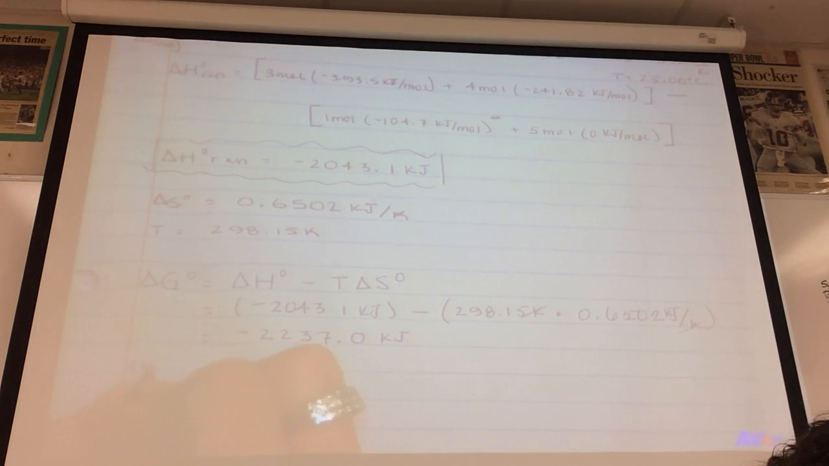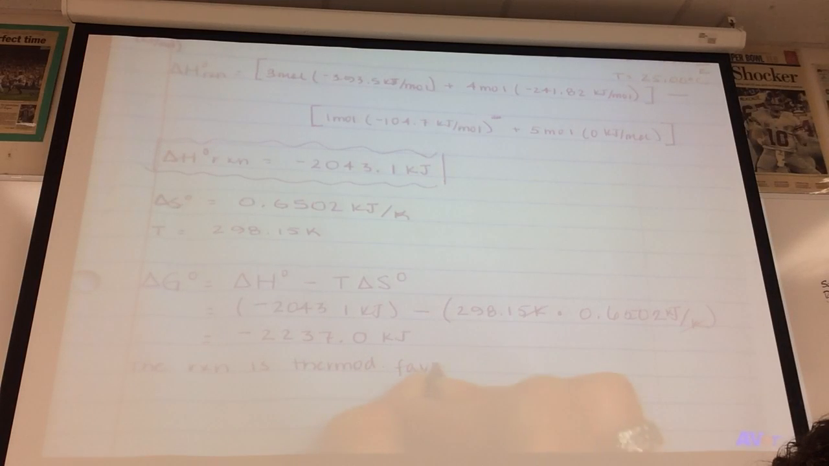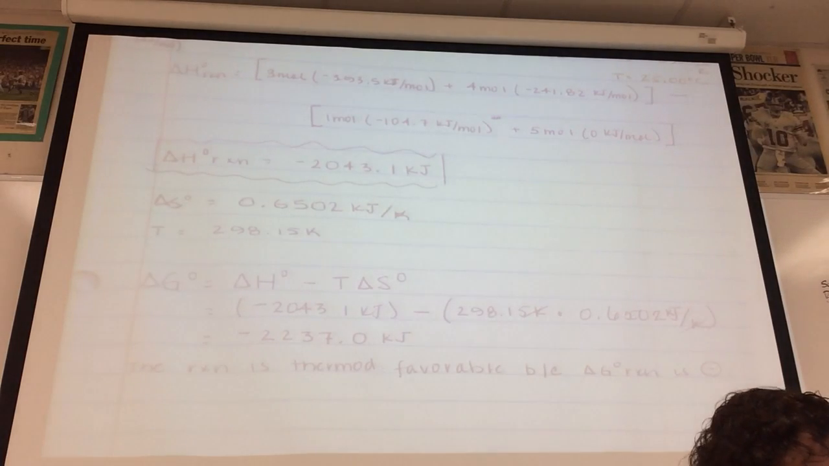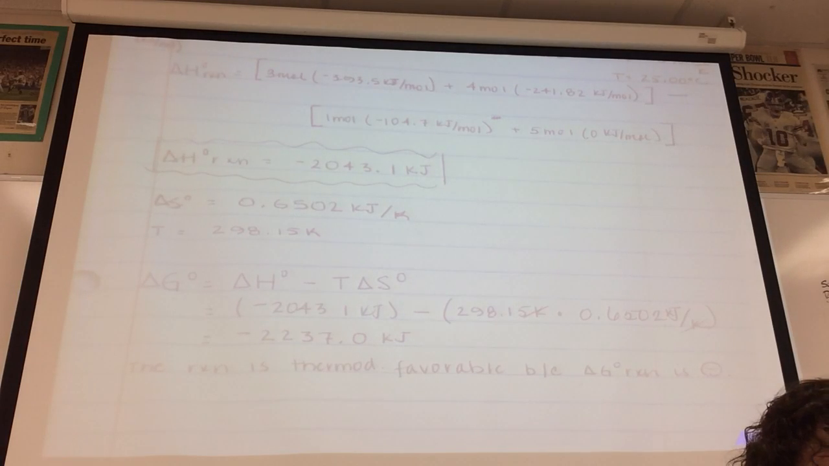So the reaction here is what? Is thermodynamically favorable because delta G for the reaction is negative. And I want to just do a little bit of analysis of that. You guys are very strong in math, and this is going to be like 7th grade math, so it should be golden.